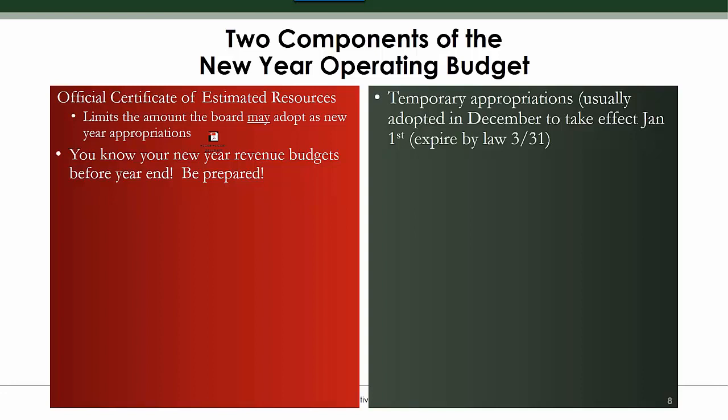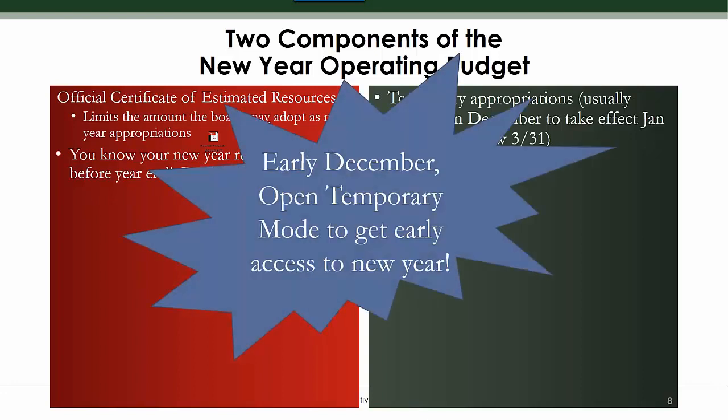So many of our entities use temporary appropriations, and in early December with the UAN year-end release.